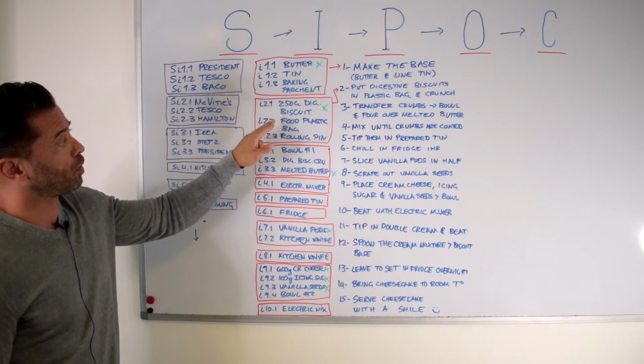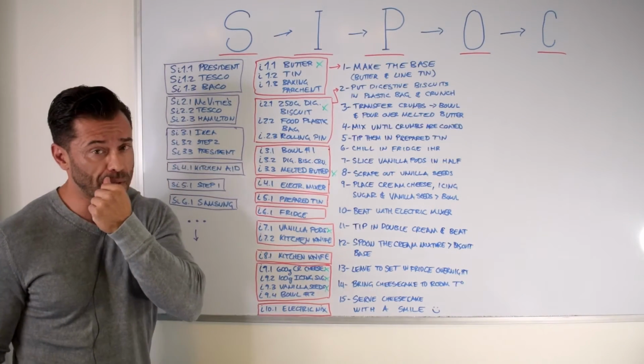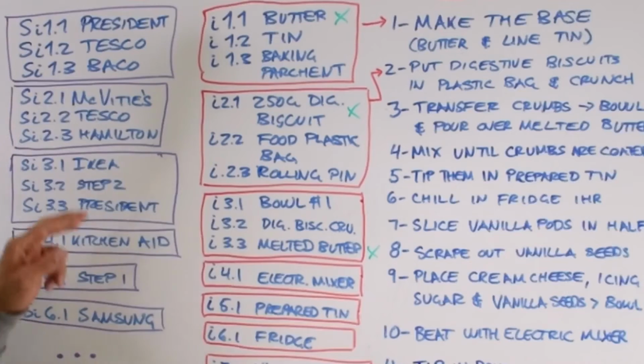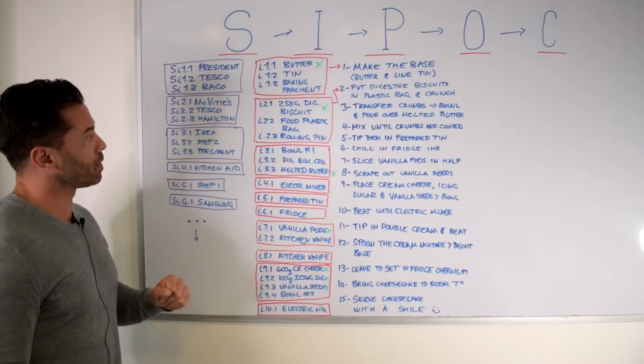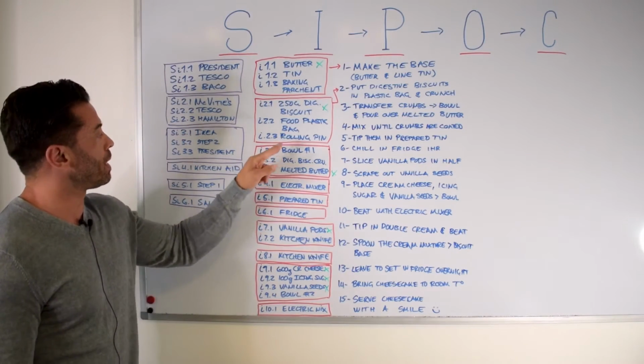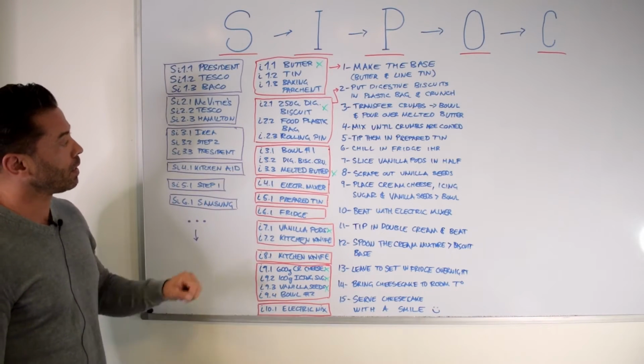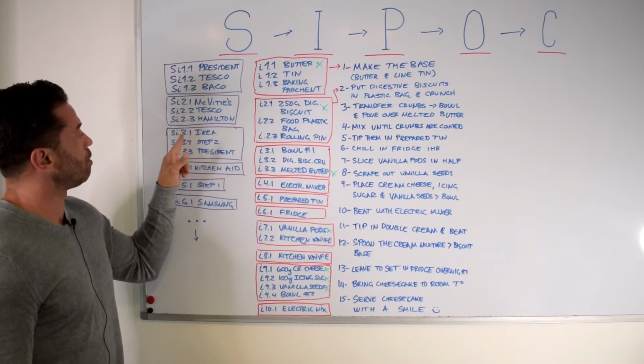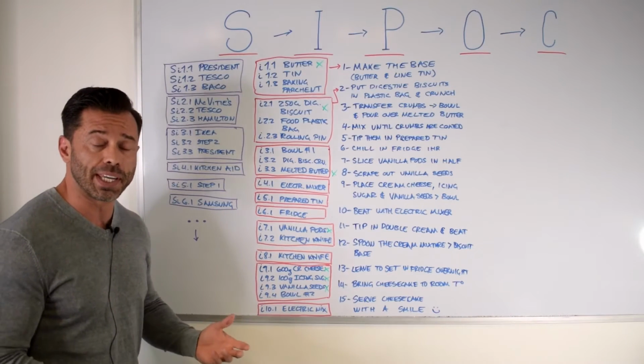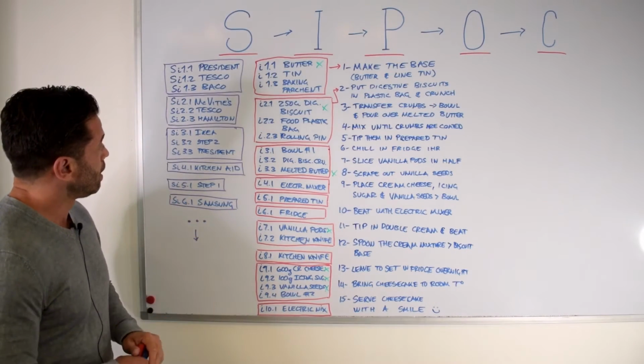For example, for the 250 grams of digestive biscuit, we like the McVitie's, so we're gonna use that as a supplier. For the food plastic bag, again, we're going back to Tesco and supplying the plastic bags from there. I like personally the Hamilton rolling pin. For the bowl number 1, which is in step number 3, supplier of input 3.1, we'll go to IKEA and get a bowl from IKEA, just because.